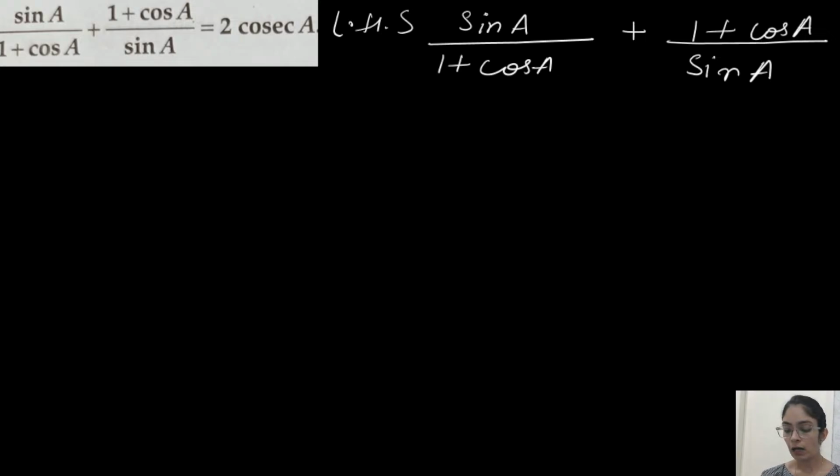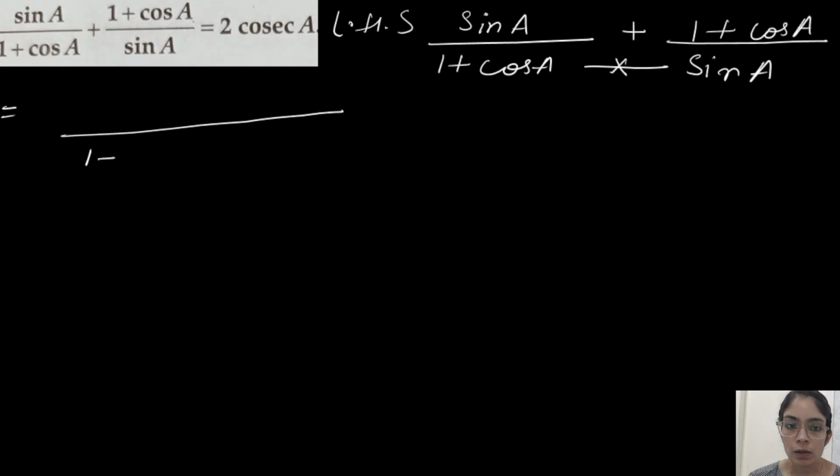So how can we start this one? We have to start from the left hand side. The rules I have told: take the LCM, because two fractions are getting added. Whenever fractions are getting added, the same thing should come to your mind, to take the LCM. This step you always have to do. So how to take their LCM? LCM means we multiply the denominators. When we multiply the denominators, it will be 1 plus cos A into sine A.